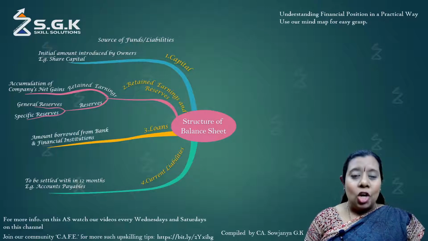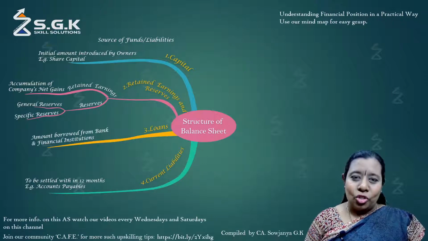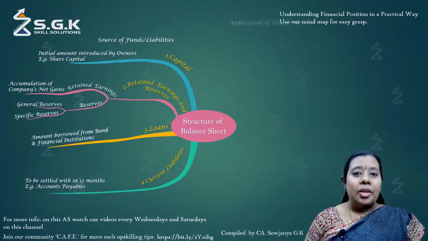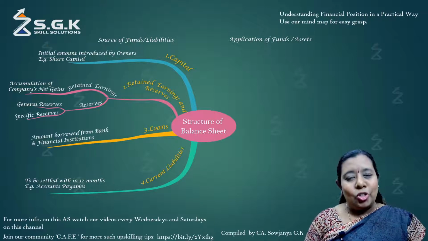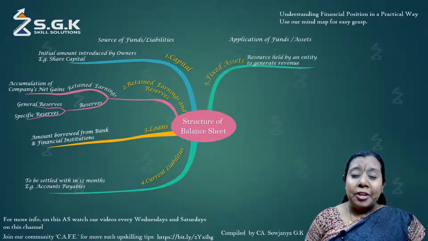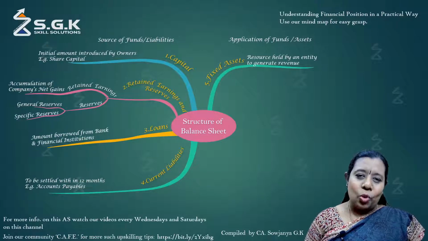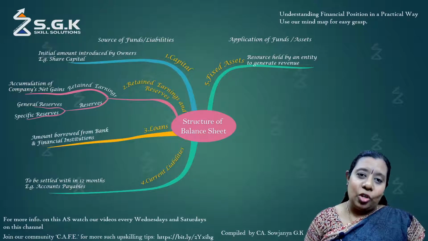So the entity would accumulate or generate or get those resources to run the business. All of this is applied, which is known as application of funds, which is known as assets. The first and foremost application of funds that we would see is fixed assets. Fixed assets are resources which are held by the entity to generate revenue.